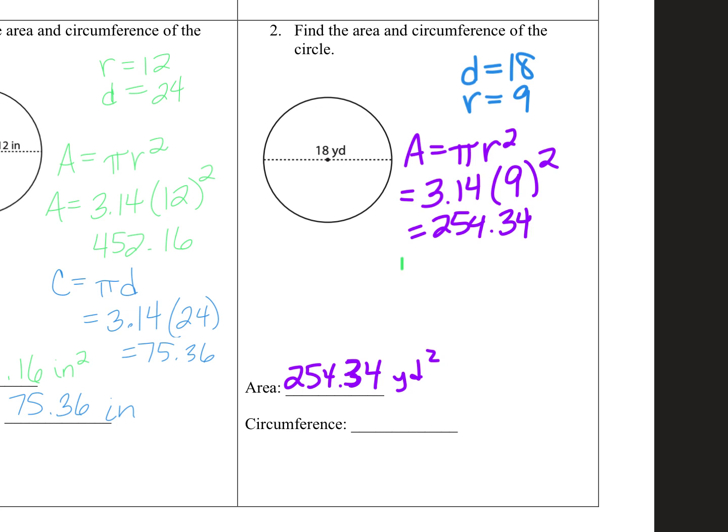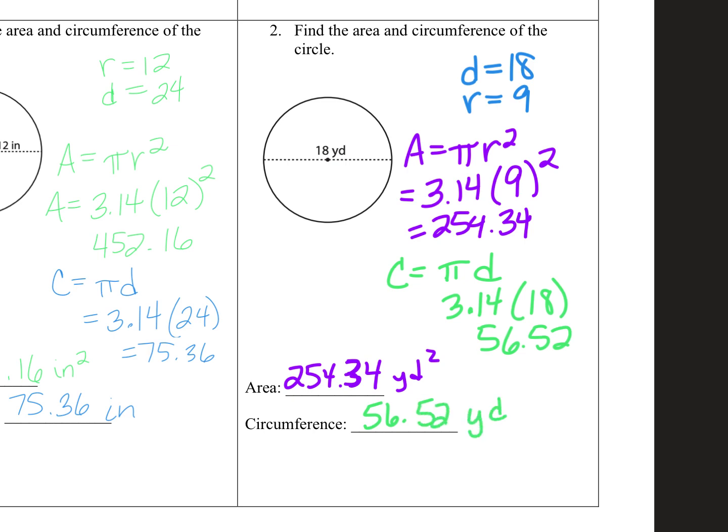The circumference is pi times the diameter. So that's 3.14 times 18. In your calculator, you do 3.14 times 18, and you will get 56.52, and that's just yards. Okay?